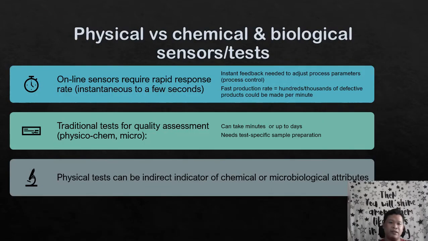So online sensors usually require rapid response of up to just a few seconds, if not nearly instantaneous. Unfortunately, the usual physical, chemical, or microbial tests that we do can take maybe minutes, hours, or even days for results, such as in the case of plating, where you wait for the bacteria to grow. However, you can use tests which rely on physical quantification of physical attributes to proxy for chemical or microbiological attributes, as you will see later.